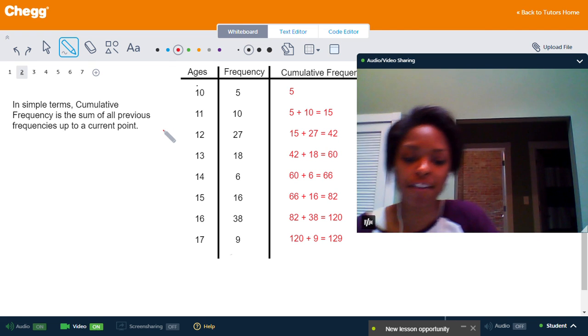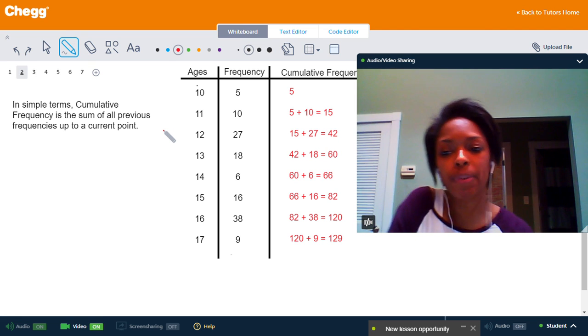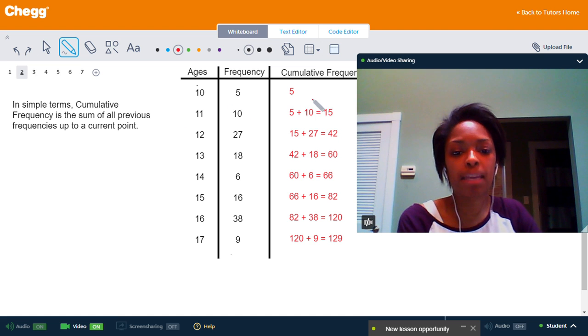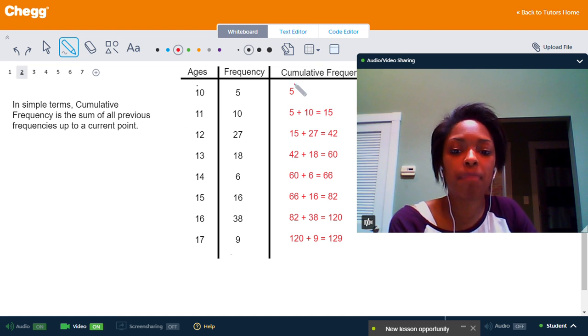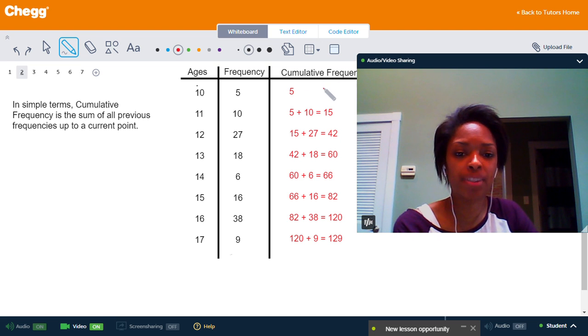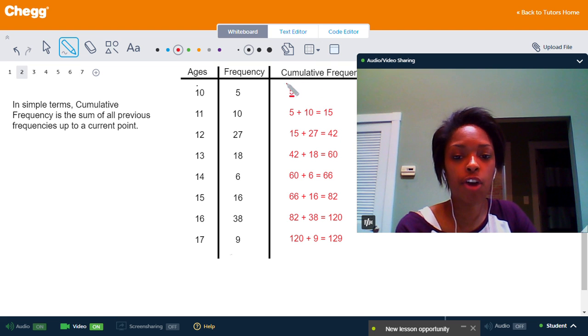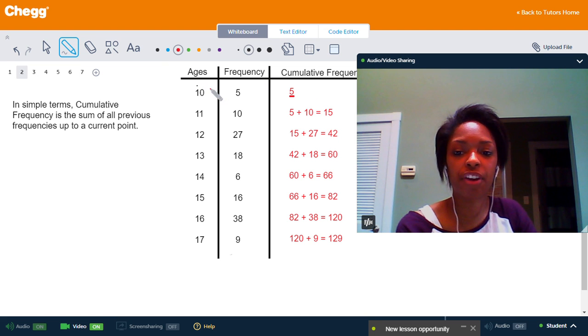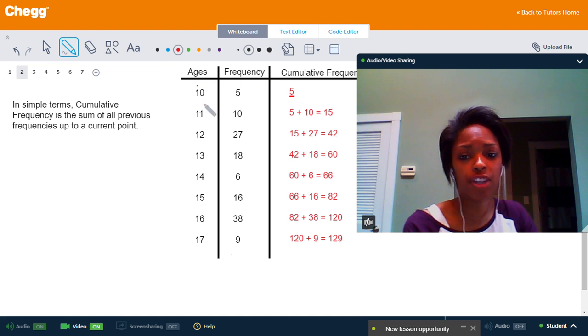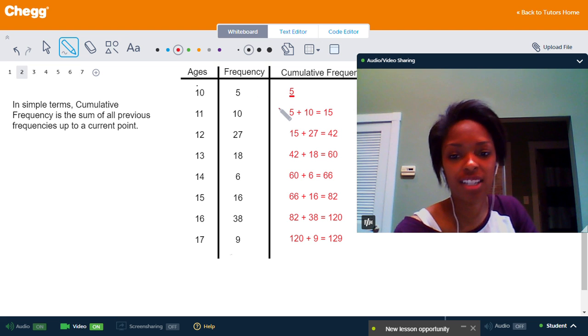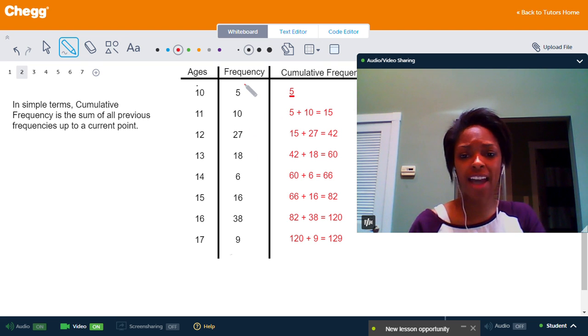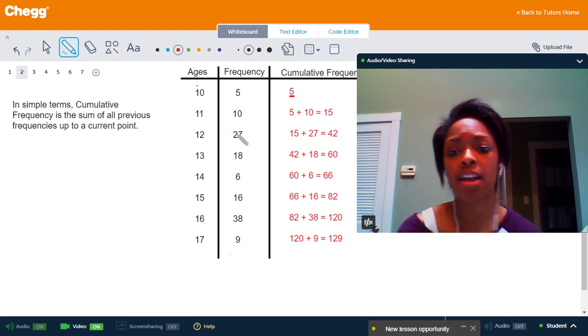As you can see, I've already done it, but the cumulative frequency is just the sum of all frequencies up to a certain point. That's why at the first one, age 10, I started with 5 as my frequency, and the cumulative frequency is also 5. The reason it's also 5 is because there's no other frequency before this one. In this case, there are no participants younger than the age of 10. And then to get the cumulative frequency, you're just going to keep adding everything up together.